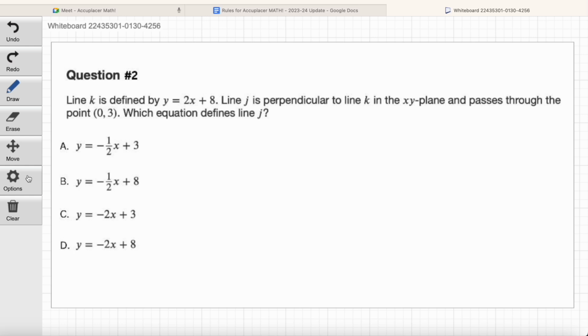That's it. And they give us K right here. They say K is defined by that right there, y equals 2x plus 8. J is perpendicular to that line K, and it passes through the point (0, 3). Okay, we'll talk about perpendicular lines here in just a moment. Are you familiar with perpendicular lines? They've got a special relationship. Are you familiar with that, or not so much?